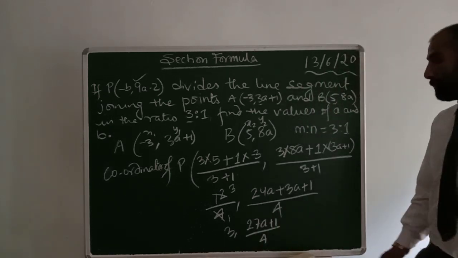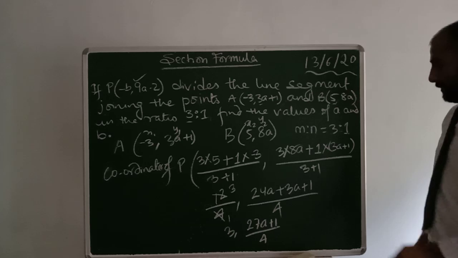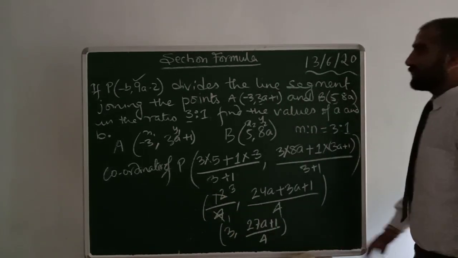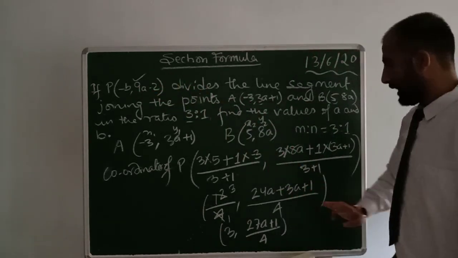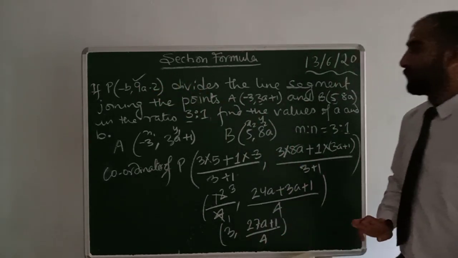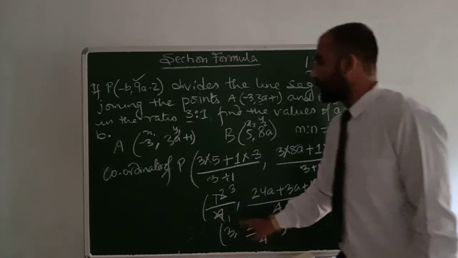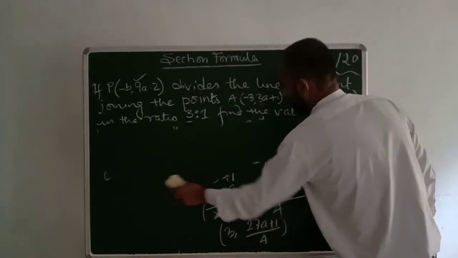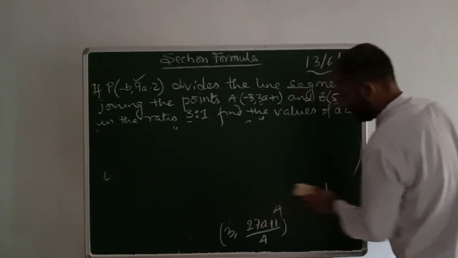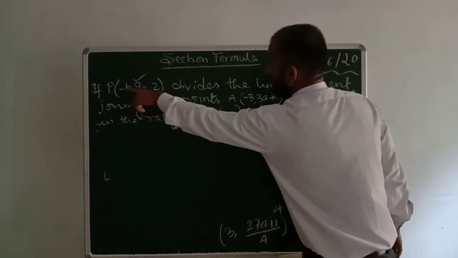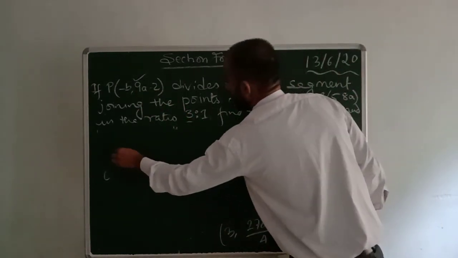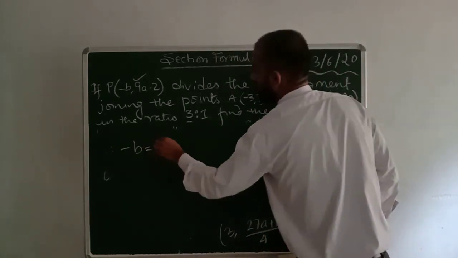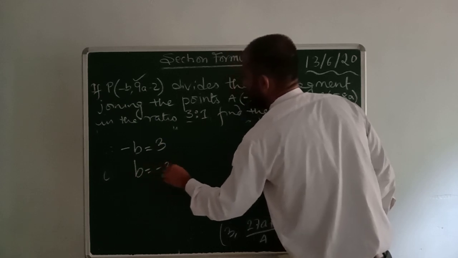As you can see here, these are the coordinates of P. But the coordinate of P is already given to us. And this is according to formula, the coordinate of P. So what we are going to do, we are going to equate these two. Okay, let's see what we get. Let's equate these two. That means, therefore, -b equals 3, that is b equals -3.